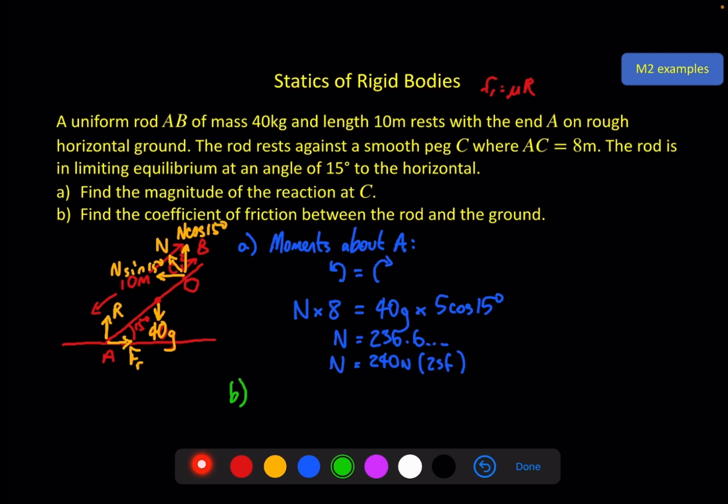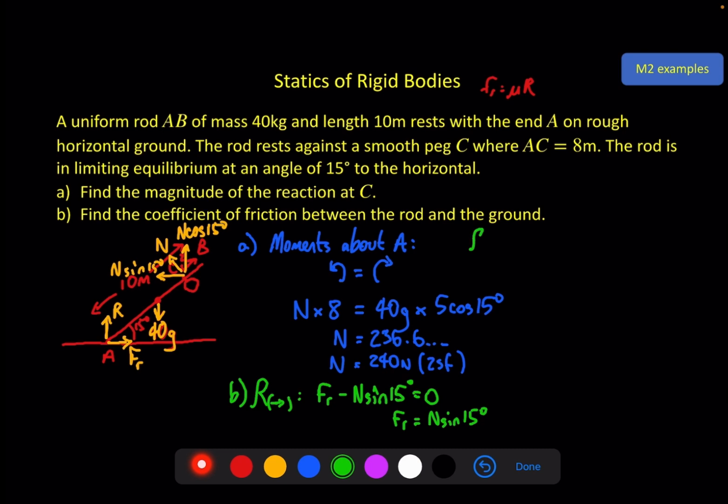Making it clear for the examiner what I'm doing, I'm going to use a bit of a fancy R, resolving to the right. And that will give me friction minus N sine 15 equals 0. So friction is equal to N sine 15. I won't write N out because it's pretty clear for the examiner that we know what that is. But we also need R. Now we've got resolving vertically, R plus N cosine 15 minus 40g must equal 0.